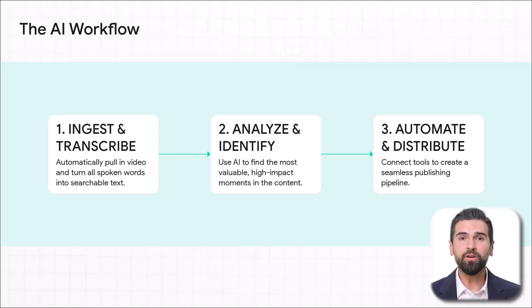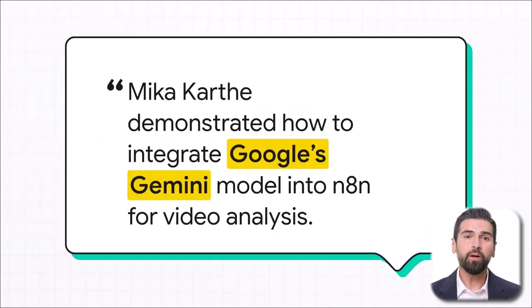move on to the really fun part: analyze and identify. This is where you point a powerful AI at that text and say, go find the gold. It finds the most valuable, the most shareable, the most high-impact moments in your entire video. And for this step, pioneers in the community like Mika Karthi are using some seriously powerful AIs.